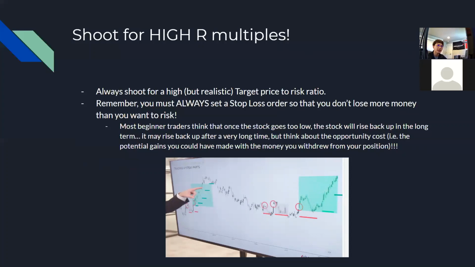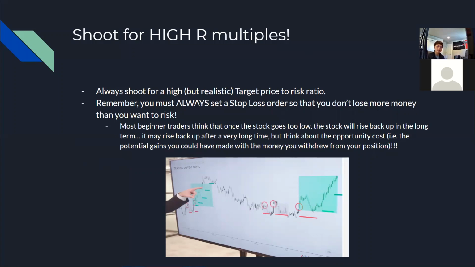Most beginning traders think that once the stock goes too low, and you might think like that too, the stock will rise back up in the long run. So you're thinking, oh, maybe in like 6 months the price will go back up. It might actually rise, as you thought, but think about the opportunity cost. If you take an economics class, you would have gone over the concept of opportunity cost, meaning the potential gains or missed opportunities you had with that money just because you wanted to keep it in there and see if you could recover the losses.